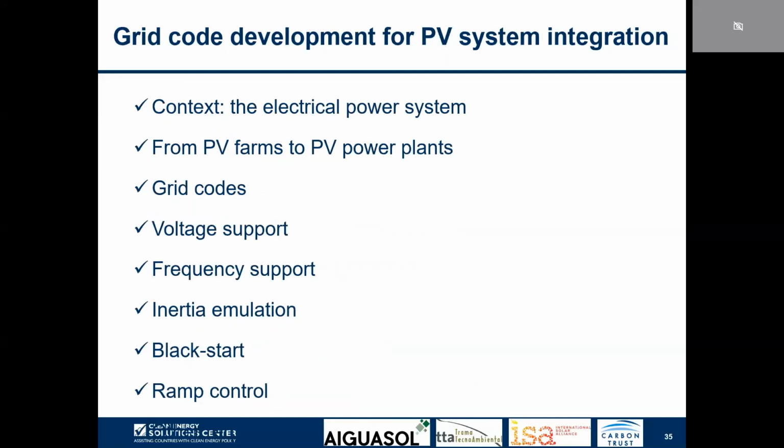The next webinar, grid code development for PV system integration, starts by offering a context of the electrical power system and how codes are prepared and what they aim for. In the grid code development, the conception or the approach, different evolutionary states of photovoltaics, from PV farms to photovoltaic power plants, specific aspects of concern in grid codes development, such as voltage support, frequency support, inertia emulation, black start, ramp control. All of these aspects are discussed in detail in this webinar on grid code development.